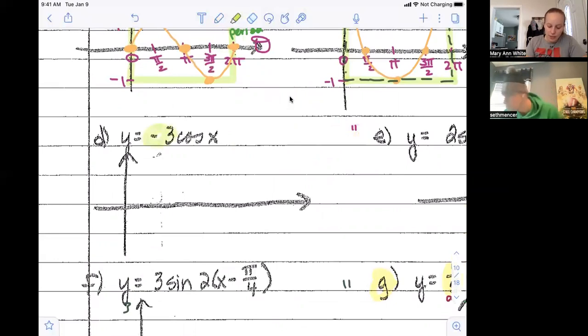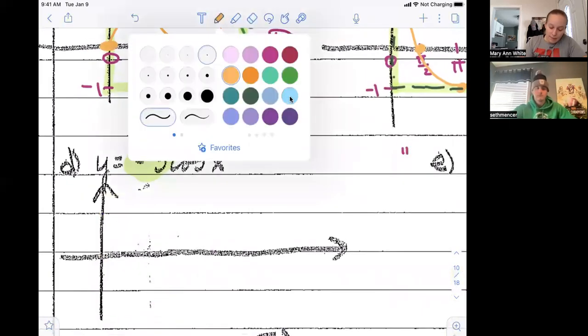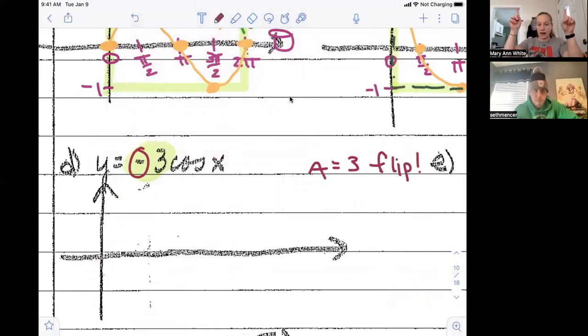And this time my A is -3. I'm going to remind myself that my amplitude is never a negative number. My amplitude is just going to be 3. But since I have a negative, that just means I'm going to flip my graph. That just means instead of starting high and ending high like cosine normally does, we're going to start low and end low. And I have to go as high as +3 and as low as -3.